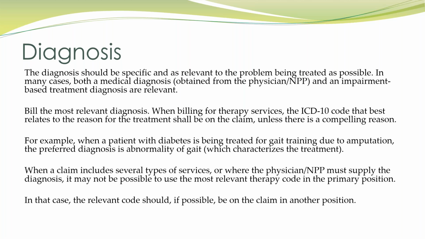Another thing is when a patient with diabetes is being treated for gait training due to amputation, the preferred diagnosis is abnormality of gait, not diabetes. So you want to be specific to what they have going on with therapy, and not a general diagnosis such as diabetes, which can be dealt with through therapy. With therapy, you are focusing on that abnormality of gait, not diabetes specifically.